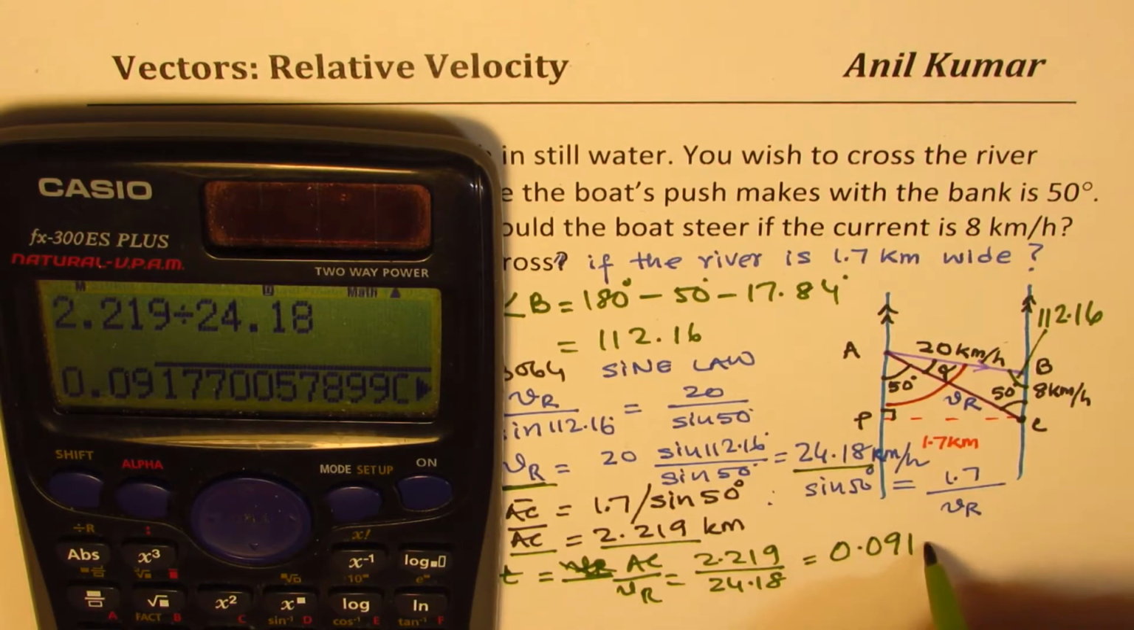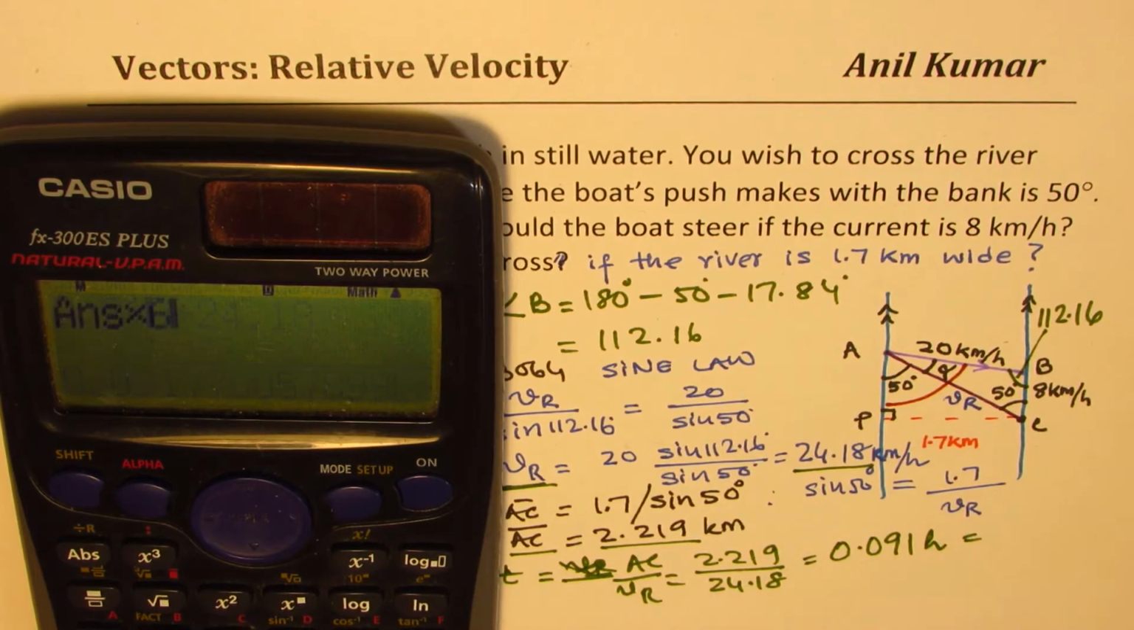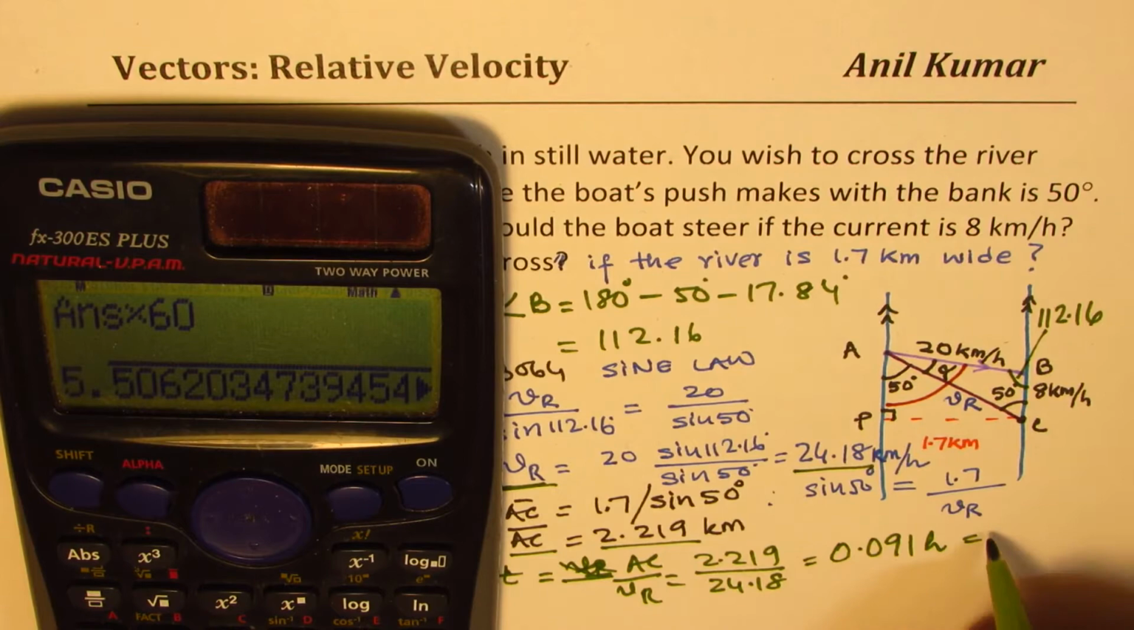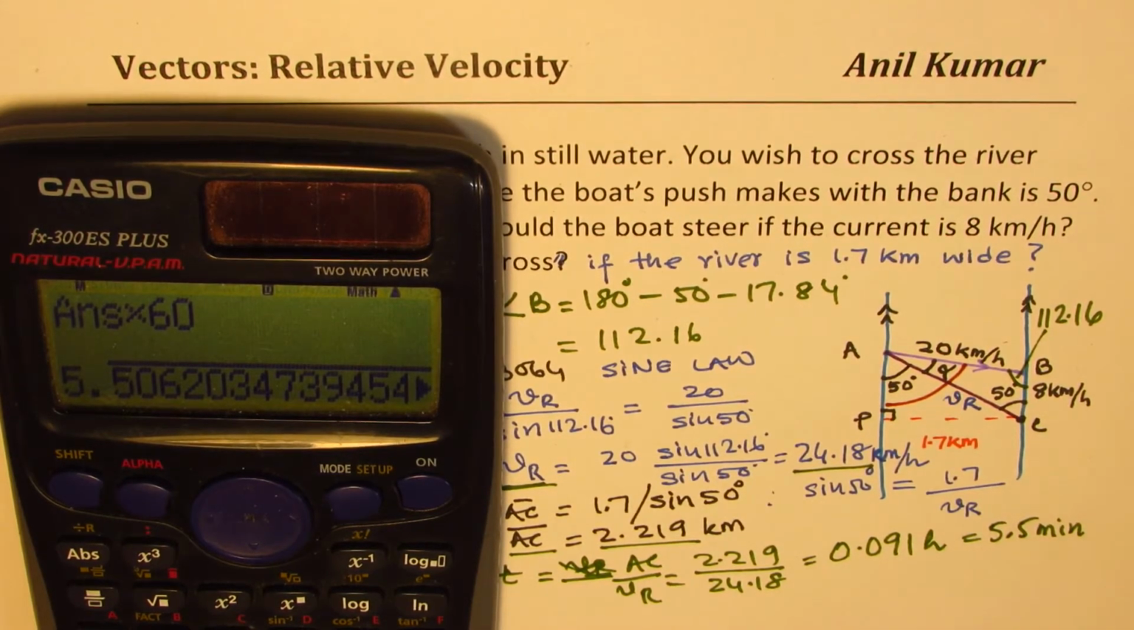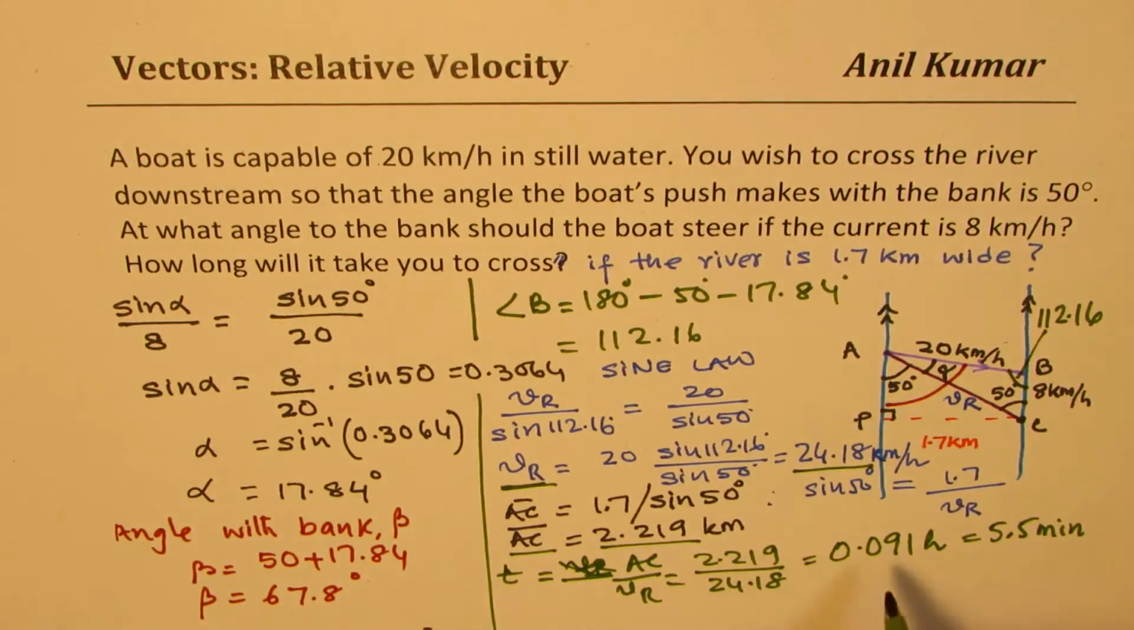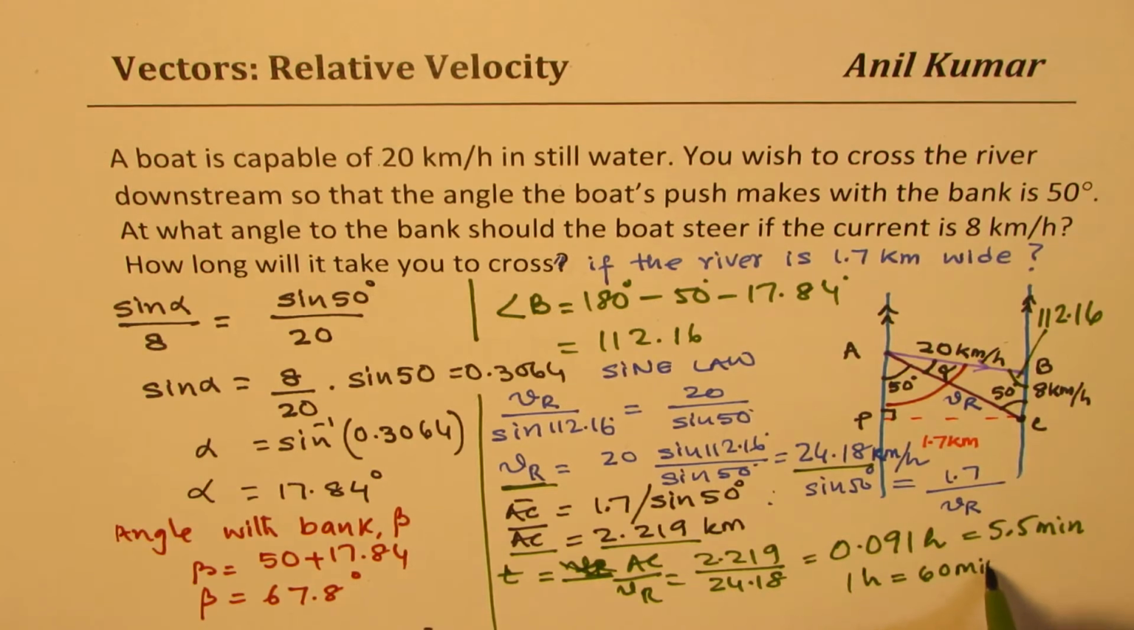0.091. Now, this is in hours, right? So we'll multiply this by 60 to get in minutes, which is 5.5 minutes. Correct? So 1 hour equals 60 minutes, so we multiply to get our answer in minutes. So the boat will take 5.5 minutes to cross the river, right? So that is how you're going to solve this particular question. I hope it is straightforward and simple.